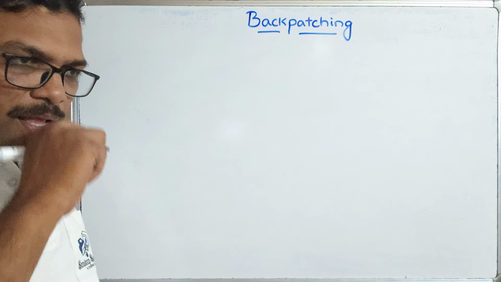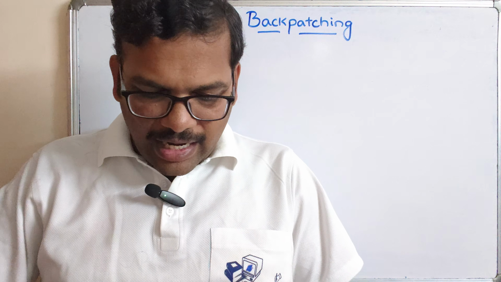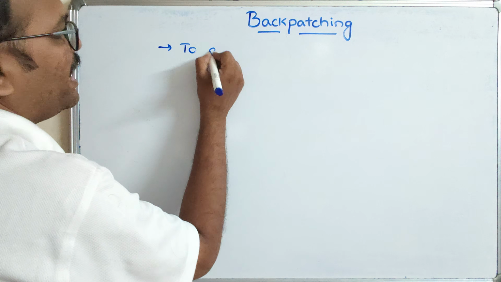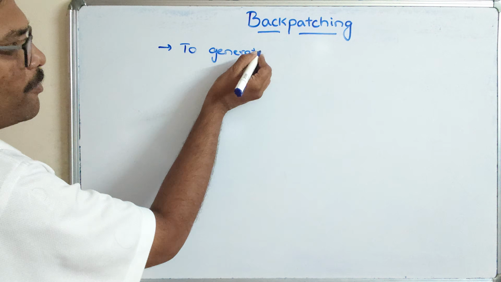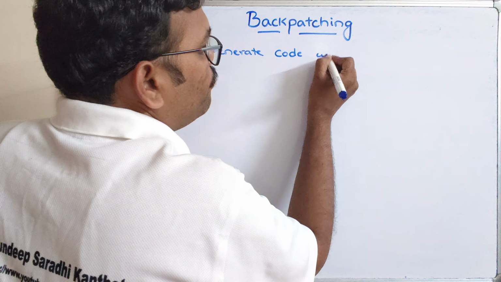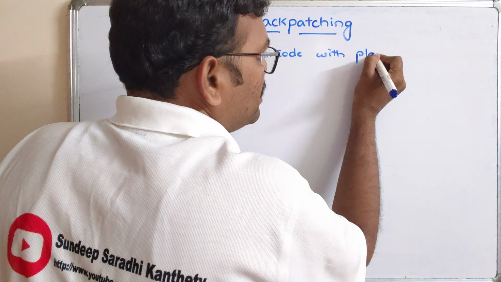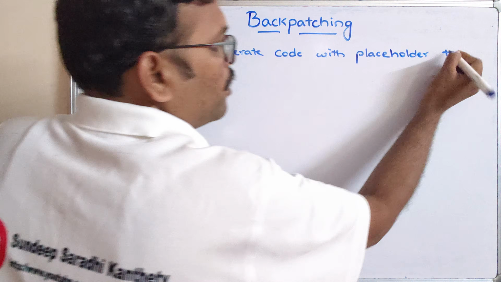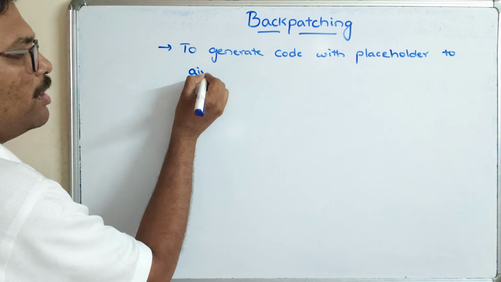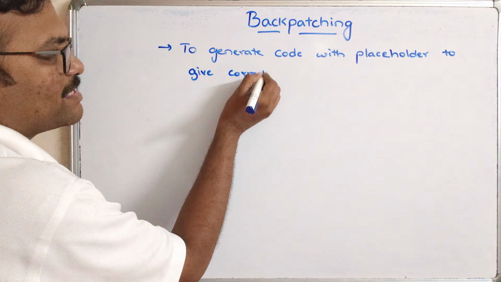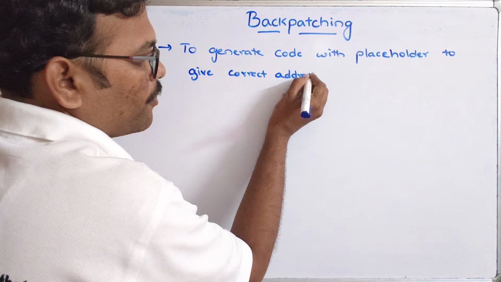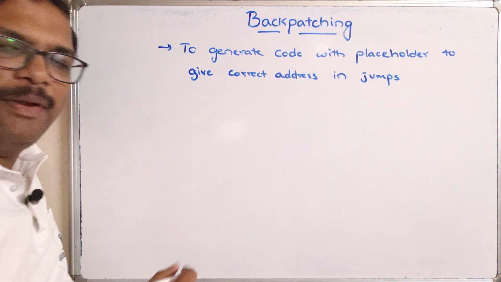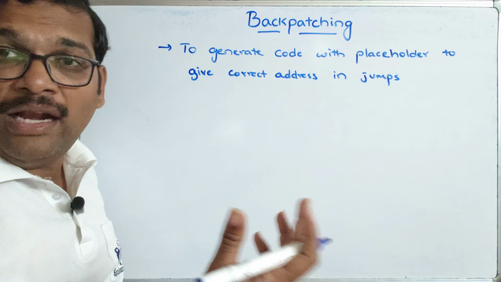So, backpatching. It is a technique in a compiler to generate code with placeholders. That means it will leave some blanks to give the correct address in jumping instructions. Jumps may be both conditional and unconditional.